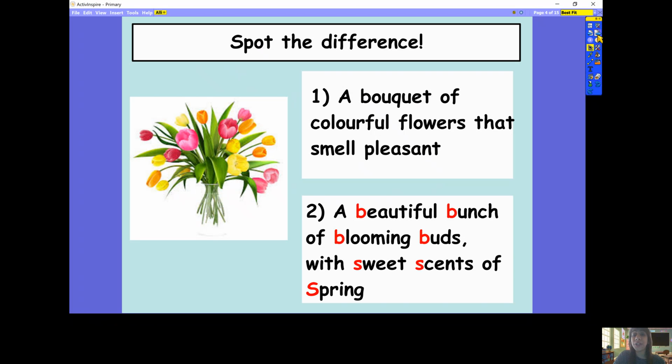Okay, so hopefully you noticed that in the second sentence, there were lots of words that started with the same sound. A beautiful bunch of blooming buds all began with a B sound. And then we had with sweet scents of spring, which all had an S sound. And the reason I used that was to show you an example of alliteration.